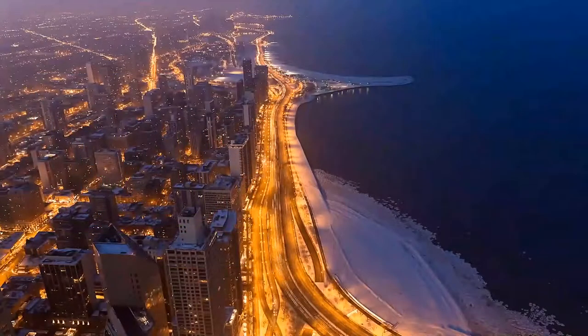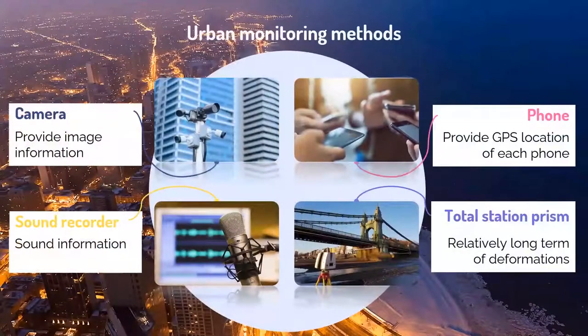The commonly used urban monitoring methods like camera, sound recorder, and cell phone can provide image, sound information, and GPS location. This information can be used in most applications, like counting cars and human numbers. But those monitoring methods cannot provide any subsurface information.